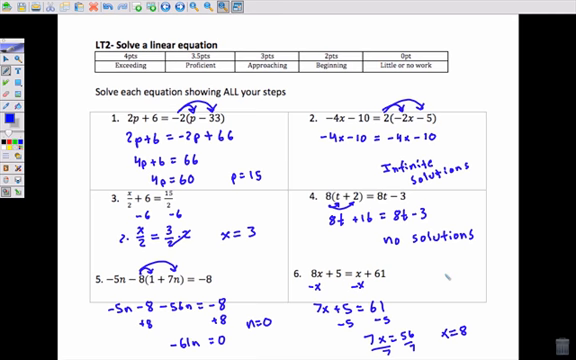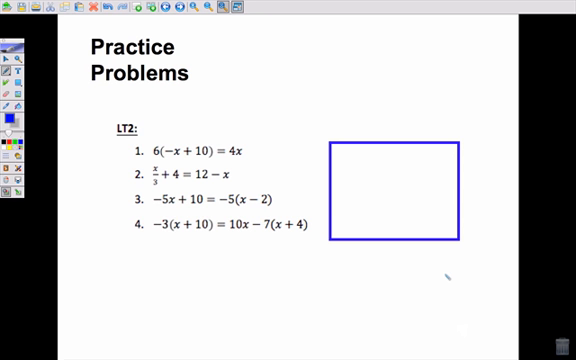So your practice problems for learning target 2 are right here. You've got 4 equations to solve. Again, same deal when you've finished the practice problems here. Go ahead and bring those to myself, Mrs. Hanson or Ms. Aaron, and we will schedule a retake for you.